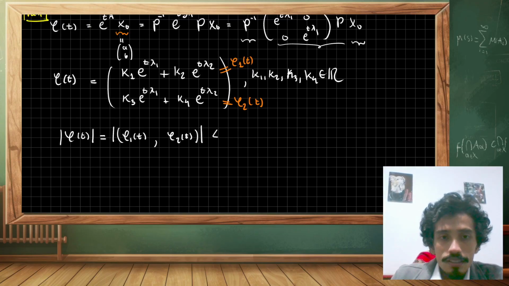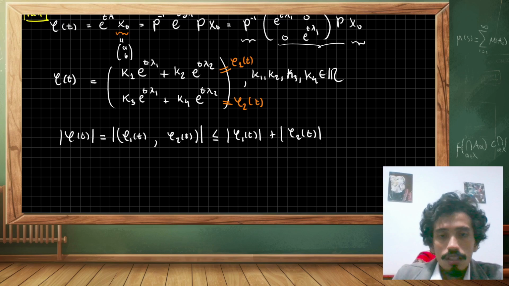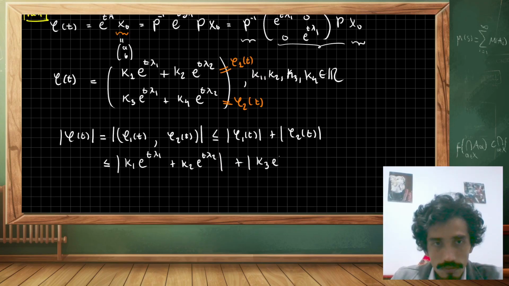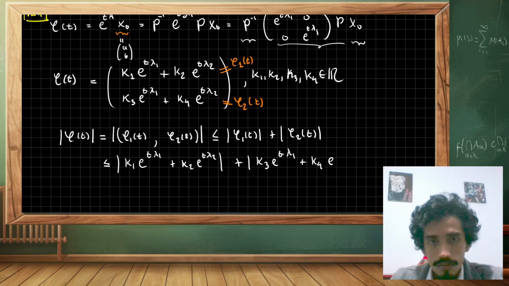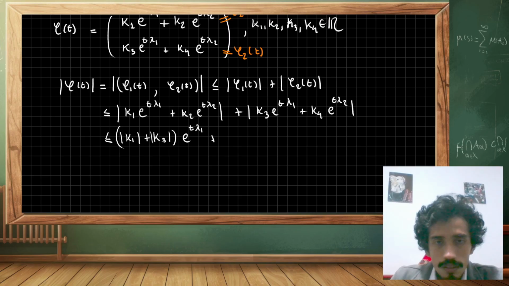And we know by the triangle inequality that this is less than this one plus this one. So this is clear, and this will be less than or equal to, now we write the coefficients here, plus the other. So we apply the triangle inequality once again, and we have, let's write it like this, plus, you know that this is always strictly greater than 0, so the absolute value is the same.